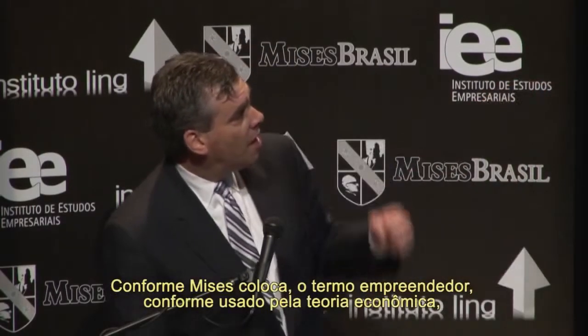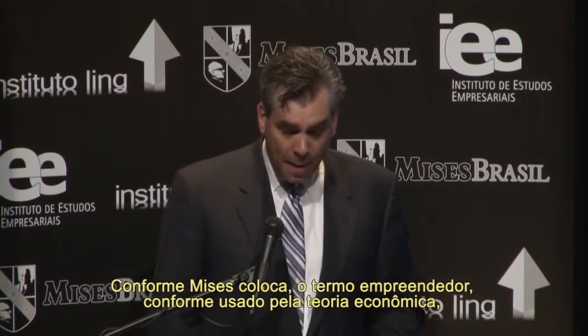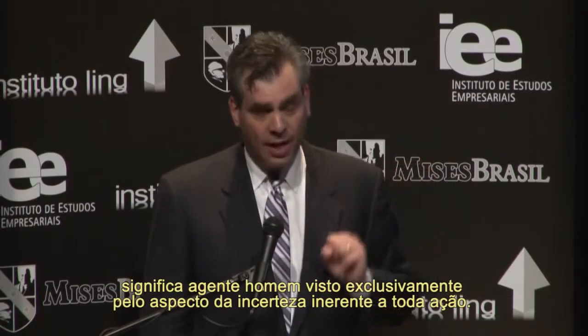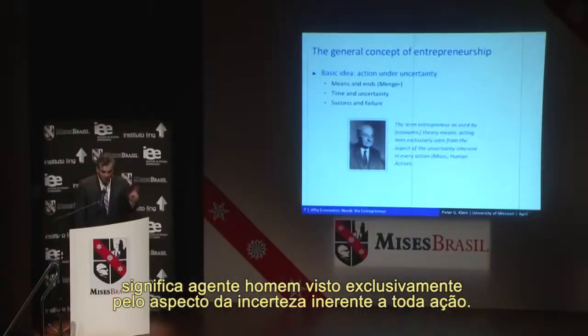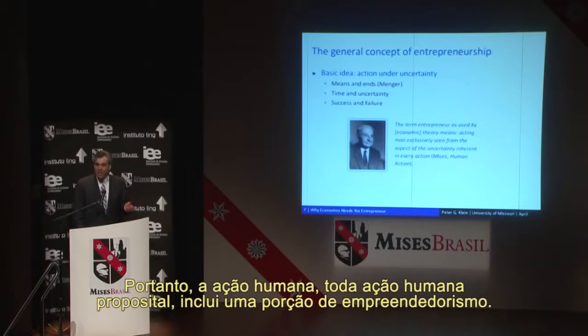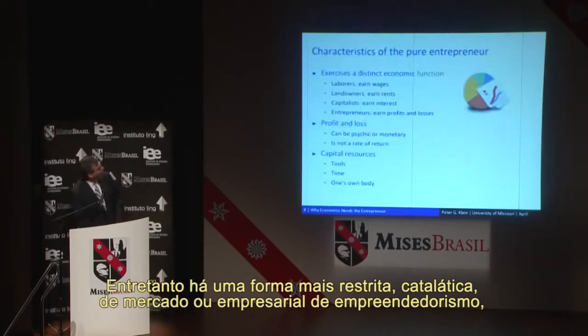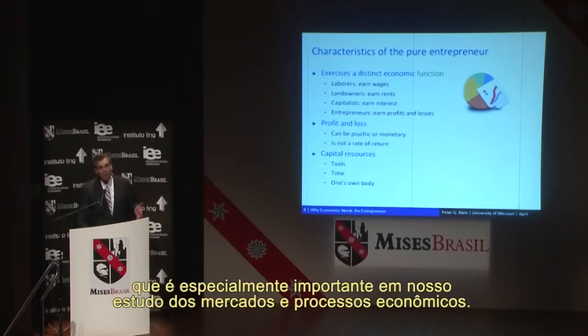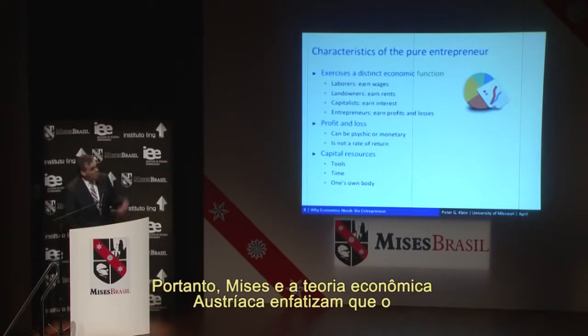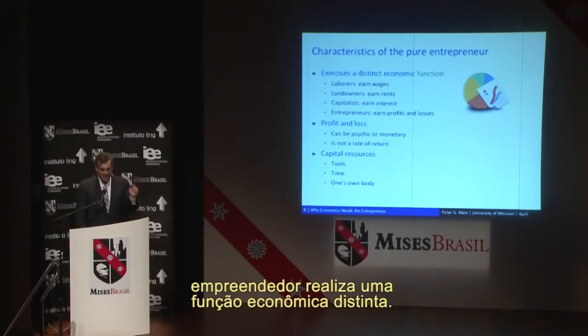So as Mises puts it, the term entrepreneur as used by economic theory means acting man seen exclusively from the aspect of the uncertainty inherent in every action. So human action, all purposeful human action, includes a measure of entrepreneurship. However, there's also a more narrow kind of catalactic or market or business entrepreneurship that is especially important in our study of markets and economic processes. So Mises and Austrian economic theory emphasize that the entrepreneur performs a distinct economic function.